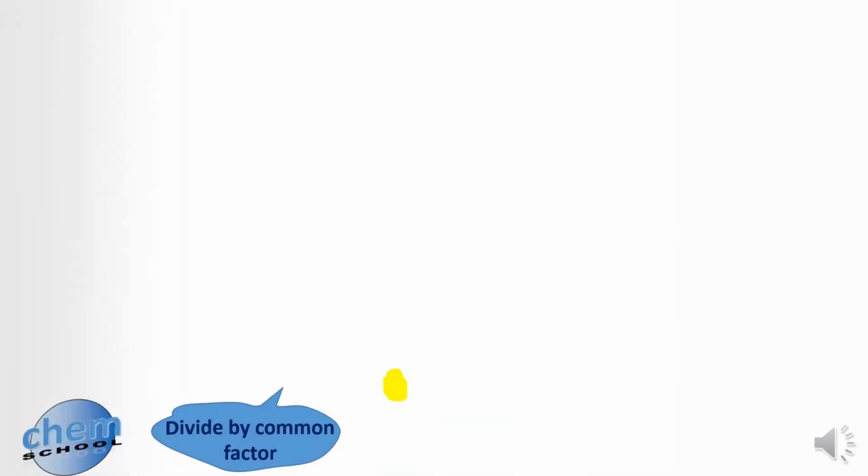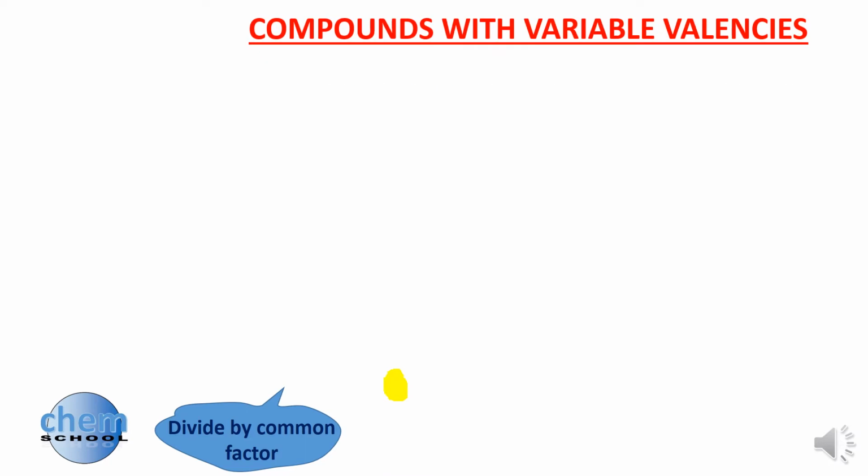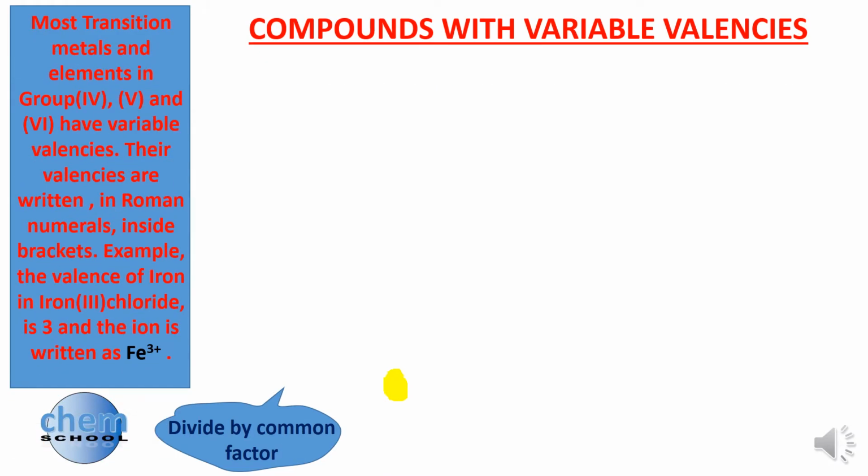Now we go straight to compounds with variable valencies. Most transition metals and elements in group 4, 5, and 6 have variable valencies. Their valencies are written in Roman numerals inside brackets. Example: the valence of iron in iron 3 chloride is 3, and the ion is written as shown in black on that part that is blue on the left side of your screen.